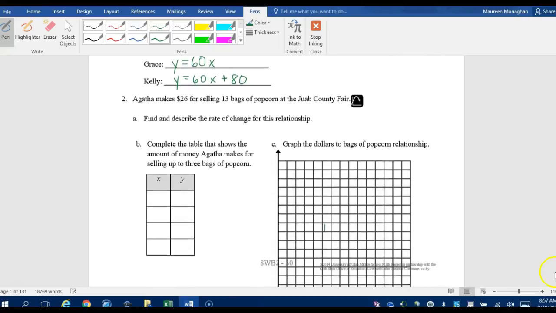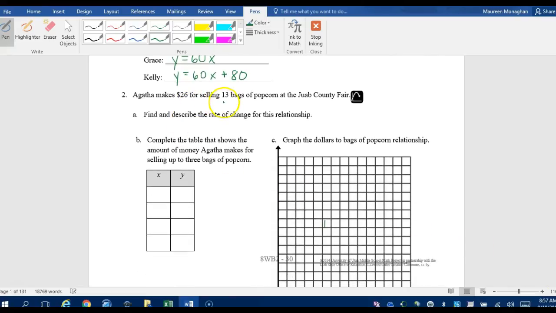Okay. Agatha makes $26 for selling 13 bags of popcorn at the Doab County Fair. Find and describe the rate of change for this relationship. Okay. Complete the table that shows the amount of money Agatha makes for selling up to 3 bags of popcorn.